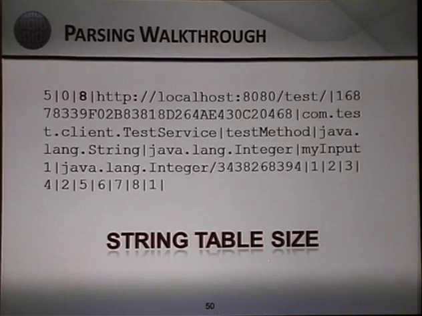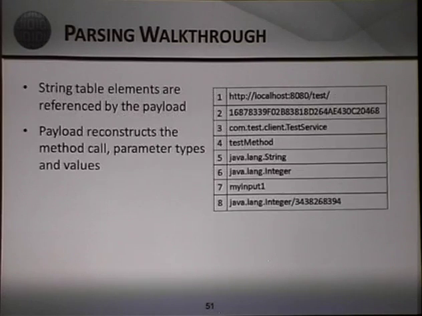So I'm skipping it. 8 is the size of the string table. So the next 8 pipe delimited values are going to be the string table. So take those 8 values, I'm going to put it into this nice little text box. No, I did not start it with 0. Just bear with me.